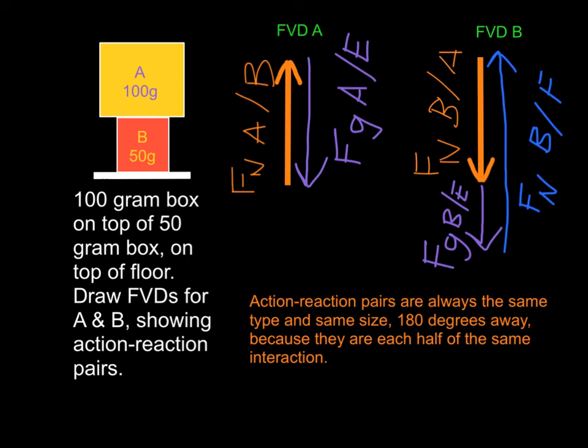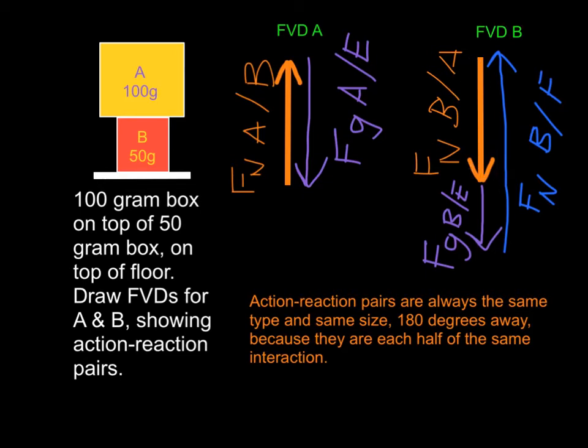As you can see here, we have a 100-gram block A on top of a 50-gram block or box B on top of a floor. I want you to draw a force vector diagram for A and a force vector diagram for B. And I need you to show the action-reaction pairs.